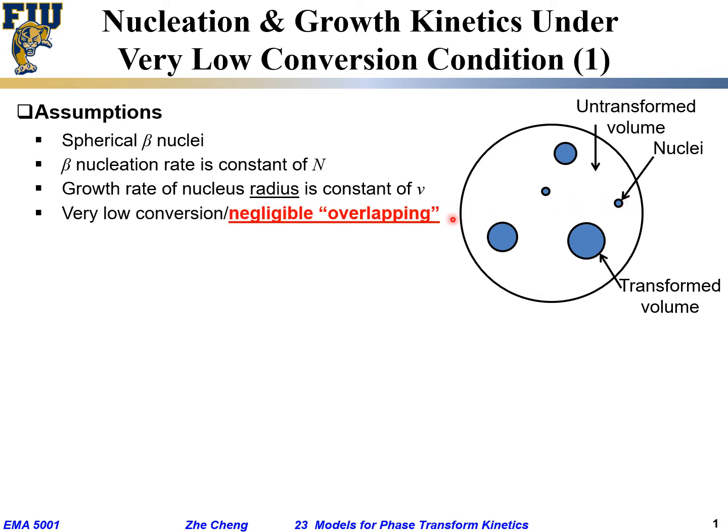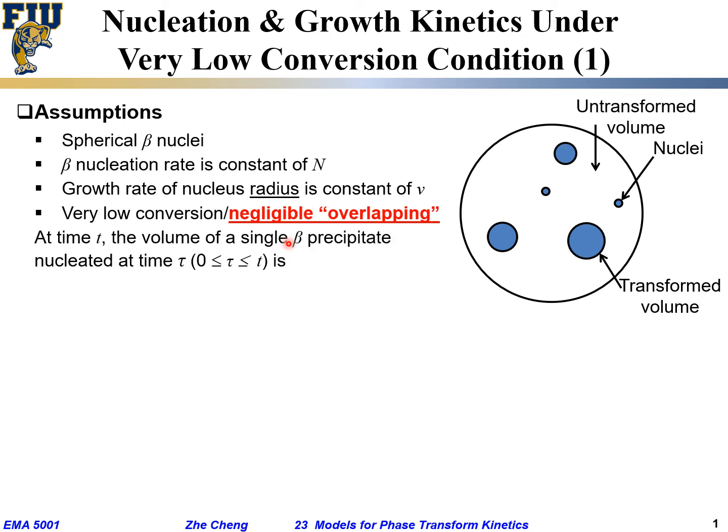With those assumptions, and also assuming very low conversion with negligible overlapping, we do not consider the case when one nucleus and another existing nucleus bump into each other or overlap. For simplicity, let's neglect it. This is very true for the so-called very low conversion condition, when the extent of reaction is small and the time t is very, very short.